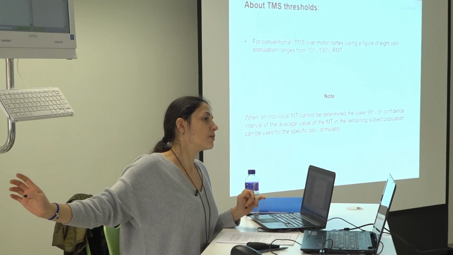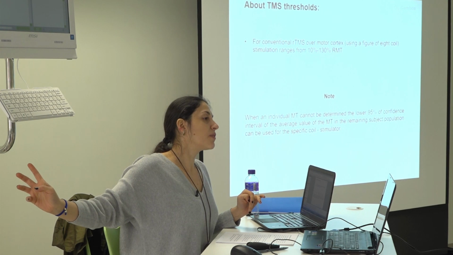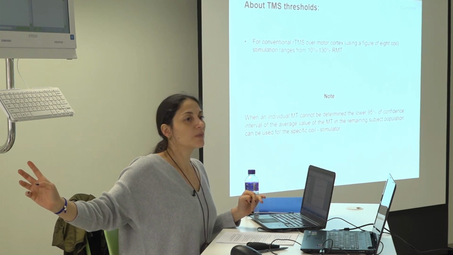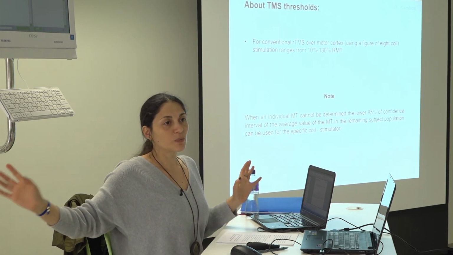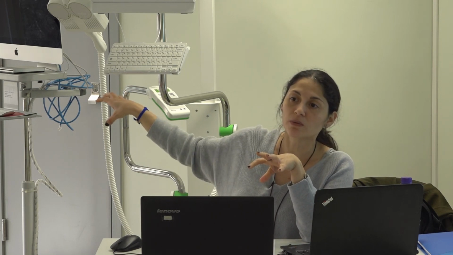is 130% resting motor threshold. For the ones who were here this morning, this means that if I can apply 130% of resting motor threshold, I first find my threshold. Suppose it is 60% of stimulator output. So the threshold tells me the intensity of the stimulator, right?